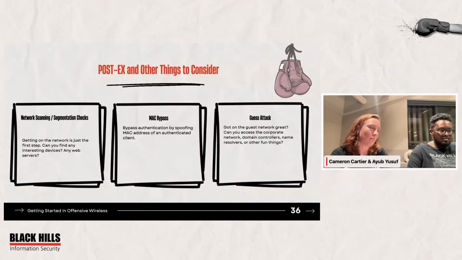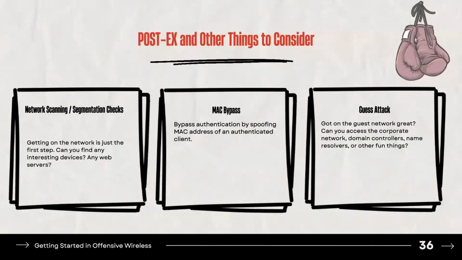All right, let's talk about post-exploitation and other things to consider. MAC address bypasses are often exploitable in the wireless space. What this means is there's two cases. One is you have a PSK network where after the client authenticates using the pre-shared key, they are then asked to identify themselves via username and password or some other mechanism.